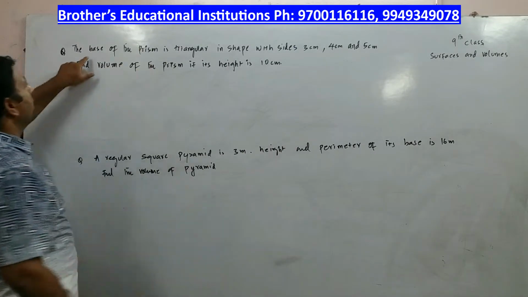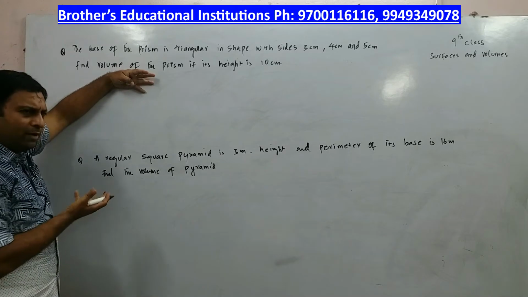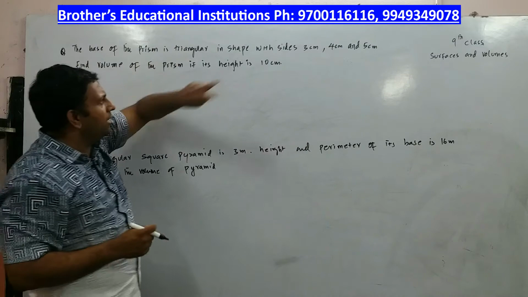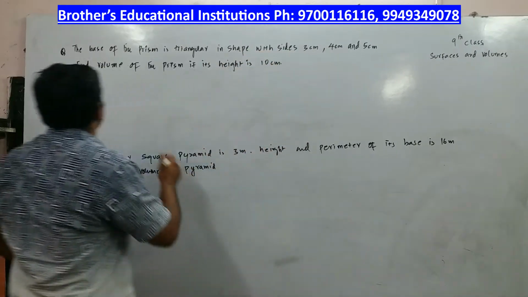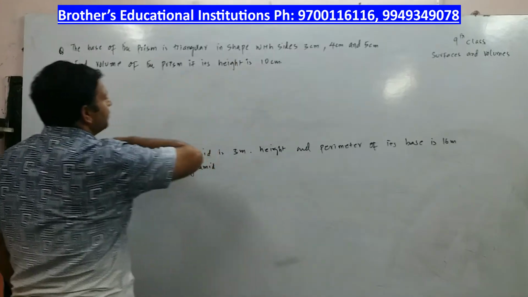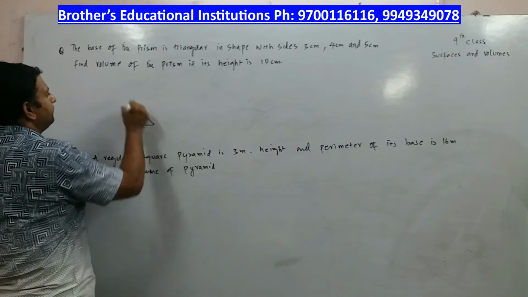Okay children, you have the next question. I have taken one problem based on prism and one problem based on pyramid, so that you are perfect with the formula. The base of the prism is triangular in shape with its sides 3, 4 and 5. Find the volume of the prism if its height is 10 centimeters.